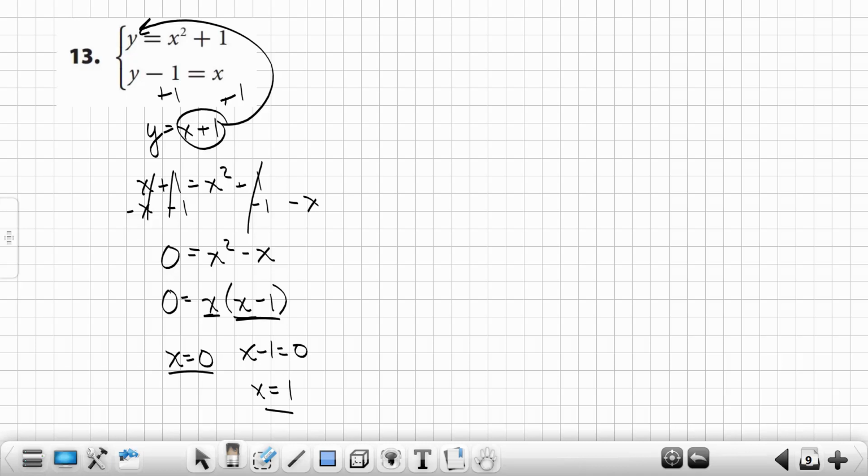Now I need to get y. So y equals 0 plus 1, which is 1, and y equals 1 plus 1, which is 2. So my coordinates are 0, 1, and 1, 2.